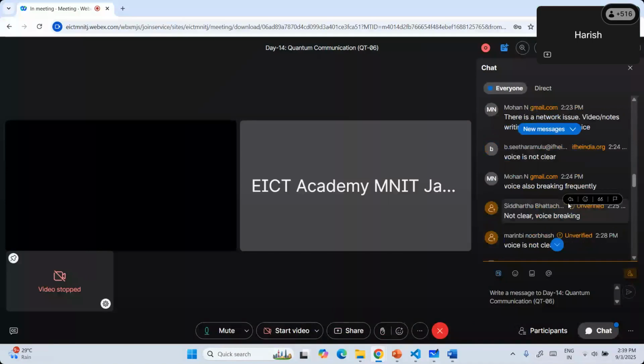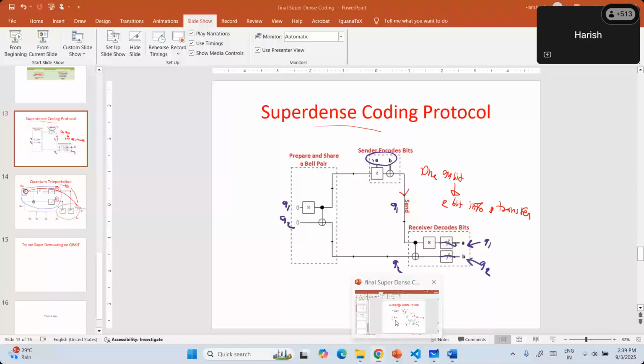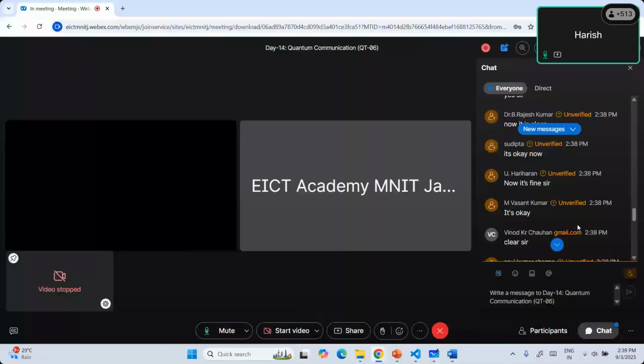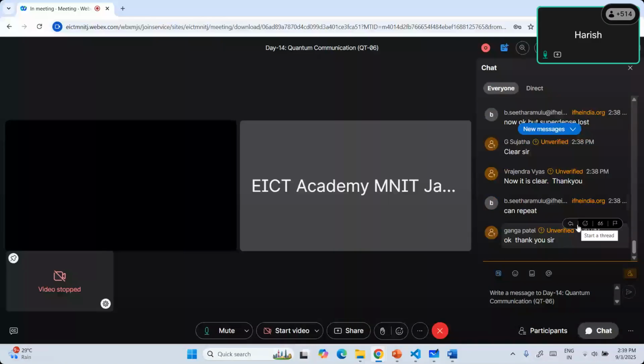Is the lagging issue still there or not? Is the chat box working in real time, or is it lagging so much? Okay, what should I repeat? Can you tell?